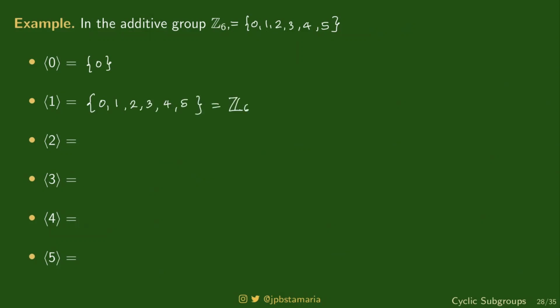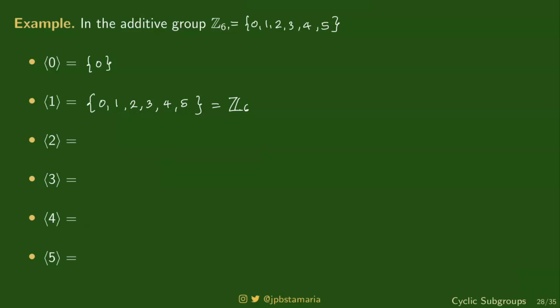In fact, the inverse of 1 is 5. Kasi ang 1 plus 5, 0. The inverse of 2 is 4. Because 2 plus 4 is 0. And the inverse of 3 is what? 3 itself. Kasi 3 plus 3 is equal to 0.